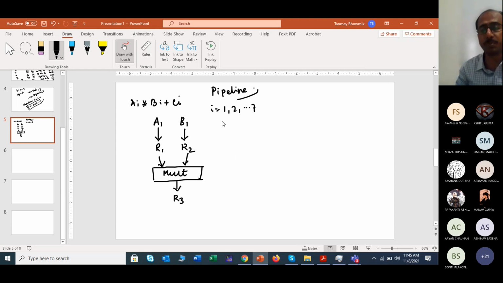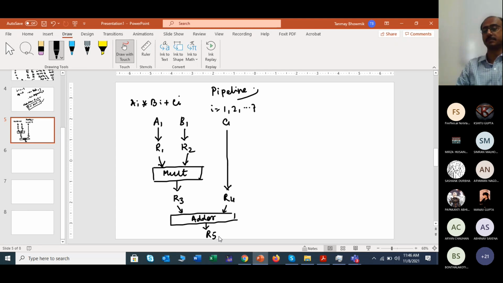Parallelly, these C values need to be stored into some other register. So C1 will be stored into R4. Now you have to perform the addition. So R3 and R4 will be passed into one adder, and this result will be stored in R5 finally. Okay, so this is the whole task.